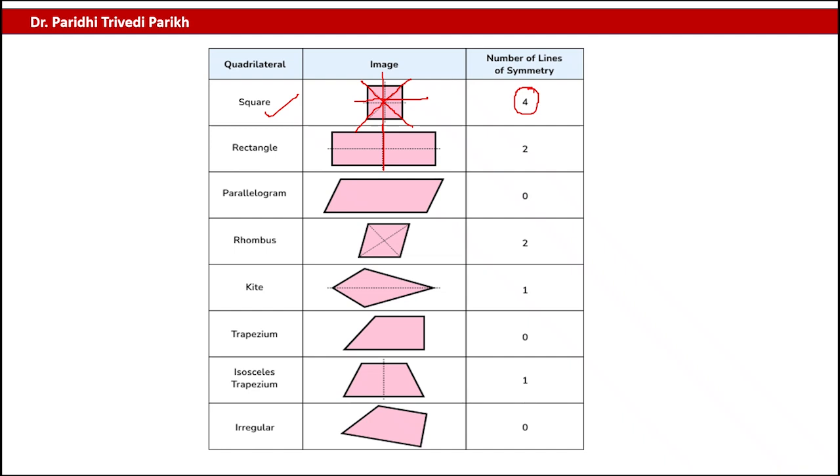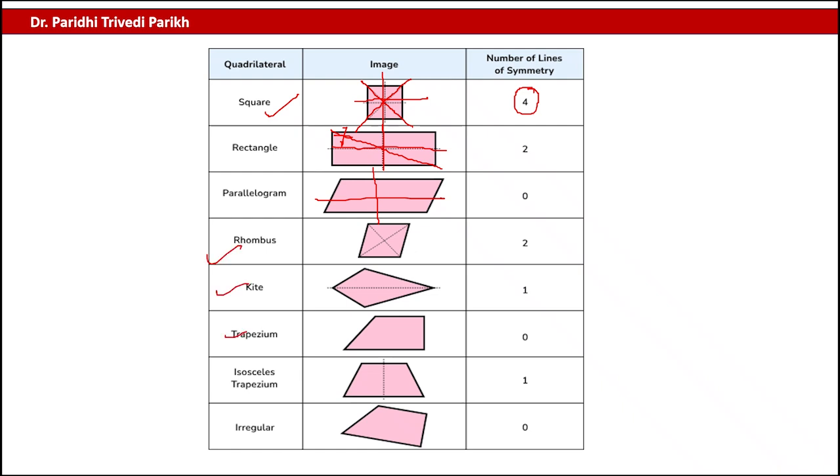When you talk about a rectangle, I can draw one vertical and one horizontal line. I can't draw a diagonal line. This is not possible because they do not intersect. They do not create a mirror image. Parallelogram, I can't create this, not diagonal. So there is zero line of symmetry.